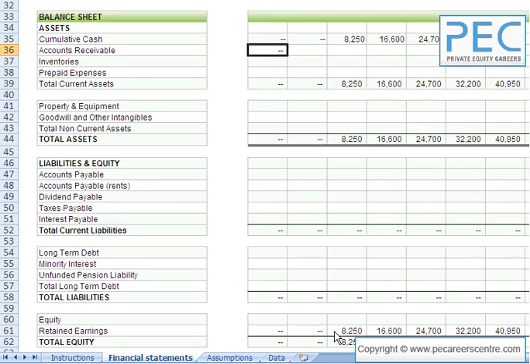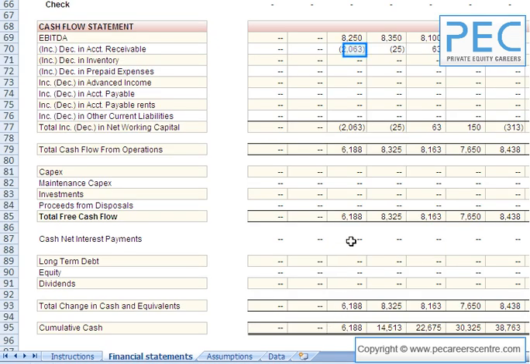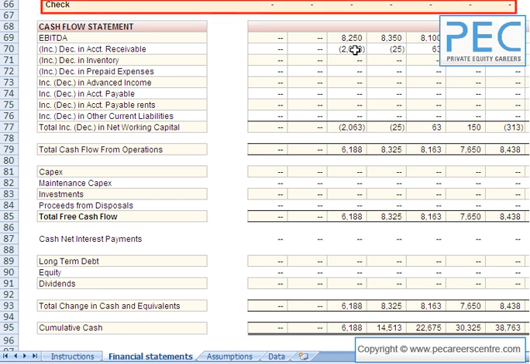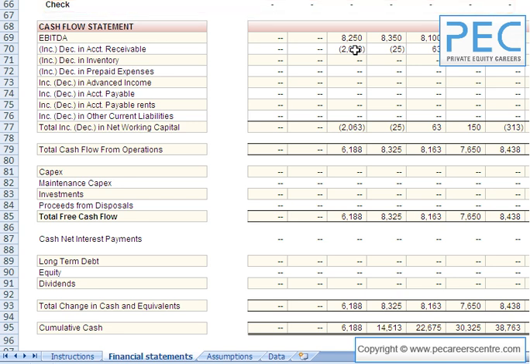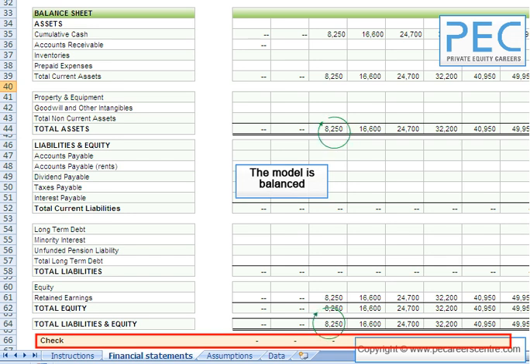Then scroll down to the cash flow statement. The relevant calculations are already in place, so all that is left to do is to make sure that the model is balanced. This means that assets equal liabilities plus shareholders' equity. This is one of the most important checks to be performed when building a model. We can now say that this assumption is complete, because all the relevant entries into the financial statements are linked, and the model is balanced.